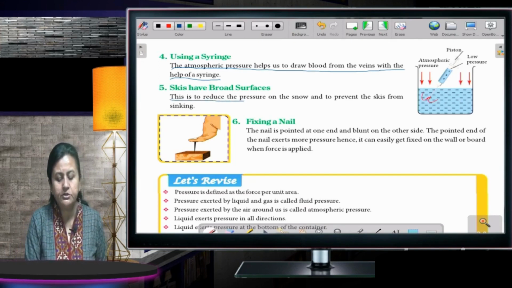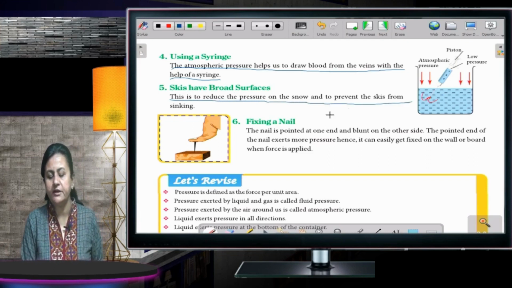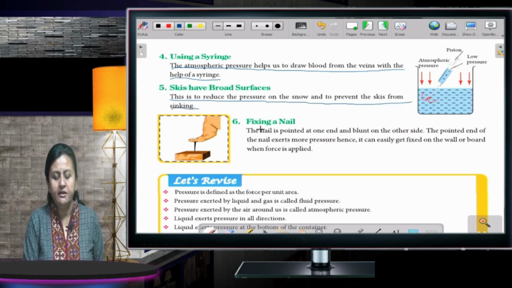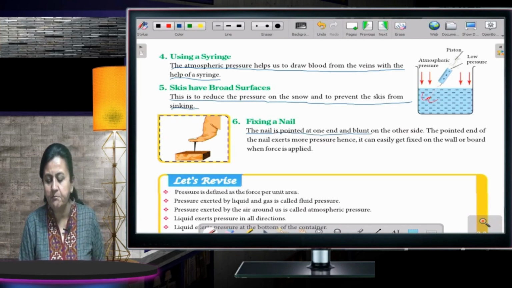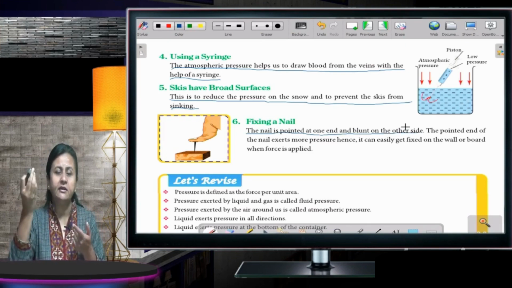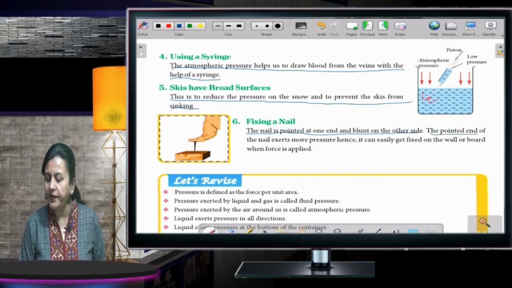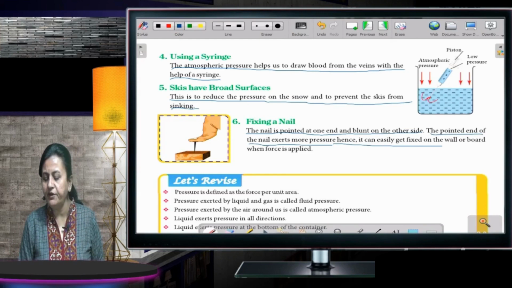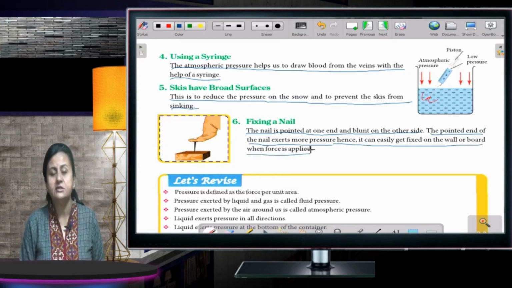Skis have broad surfaces. This is to reduce the pressure on the snow and to prevent the skis from sinking. Then we want to fix a nail in the wall or in the wood. So the nail is pointed at one end and not on the other side. Nail, look. It is pointed at one end and at the other end it is broad. The pointed end of the nail exerts more pressure. Hence, it can easily get fixed on the wall or board where force is applied.